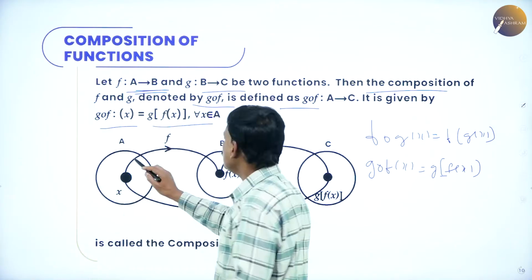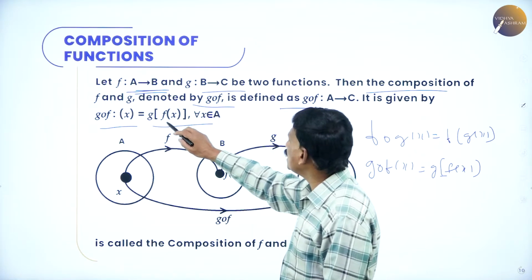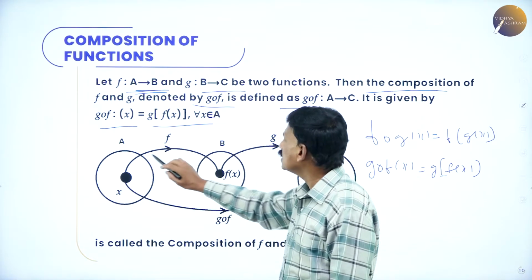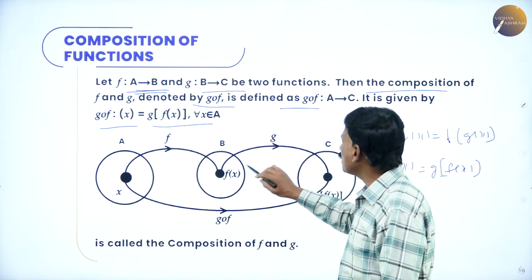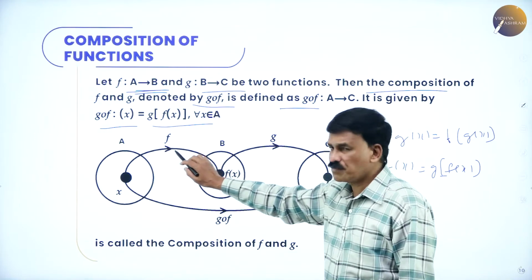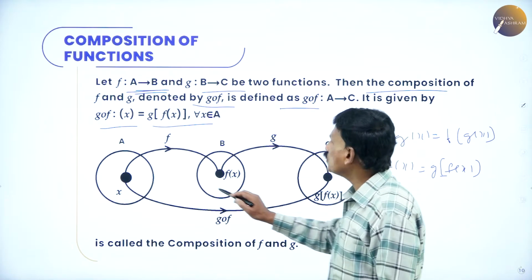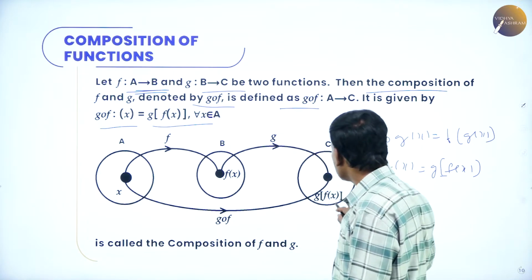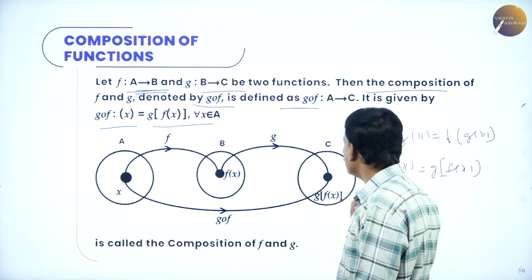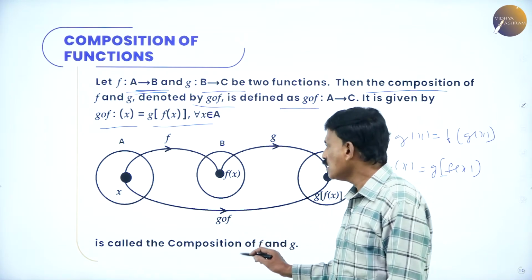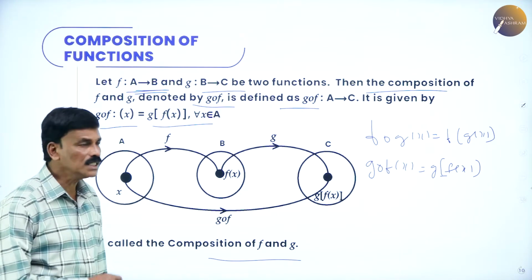Now here see here A, B and C. Let us consider here what is given. A to B is a function. Again g is a function from B to C. So f is a function from A to B and g is a function from B to C. So here this is called the GOF. The function from A to C is denoted as g naught f, that is equal to g of f of x. This is called the composition of the function f and g.